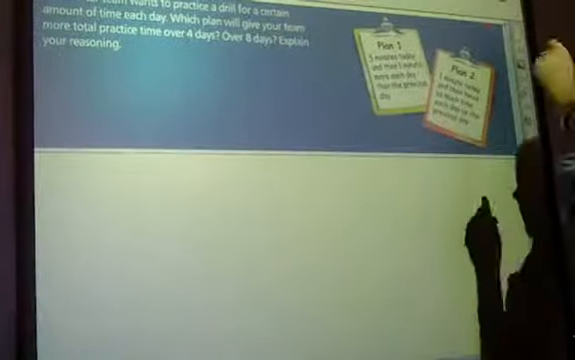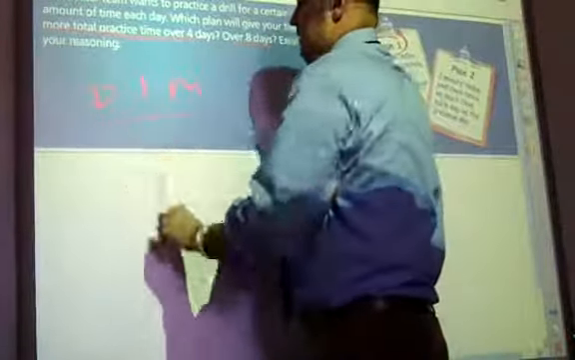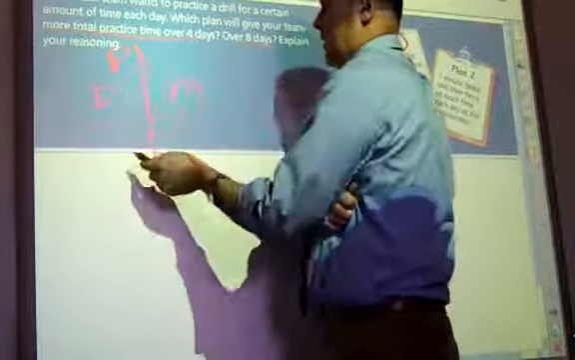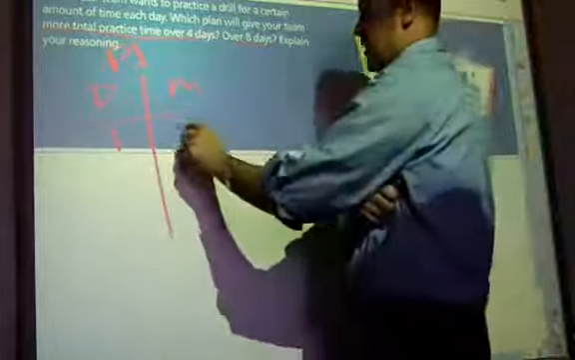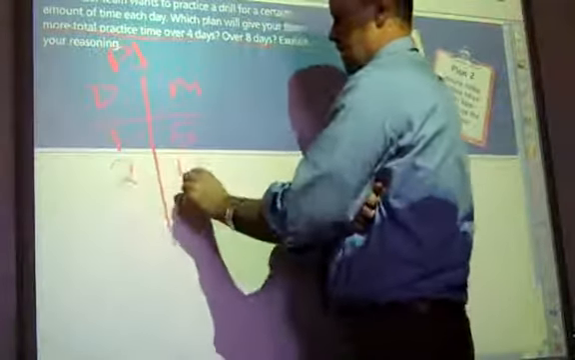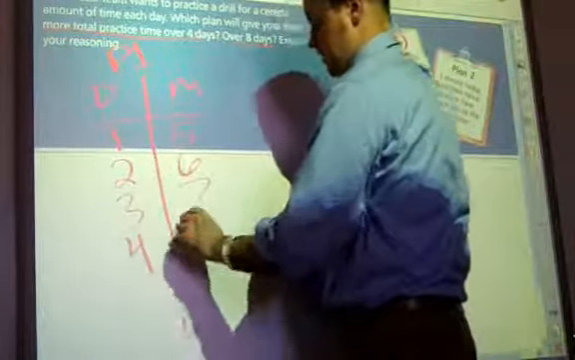Your soccer team wants to practice a drill for a certain amount of time each day. Which plan will give your team more total practice over 4 days, over 8 days, and explain your reasoning. So plan 1 is 5 minutes a day and then 1 more minute each day. So if we say day and minutes, this is plan 1. On the first day we got 5 minutes and then 1 more for each day. So 6, 7, 8.